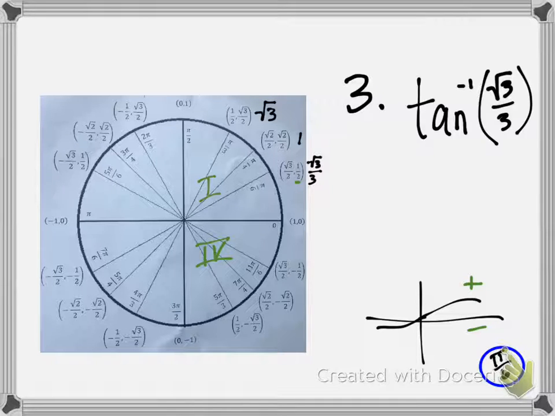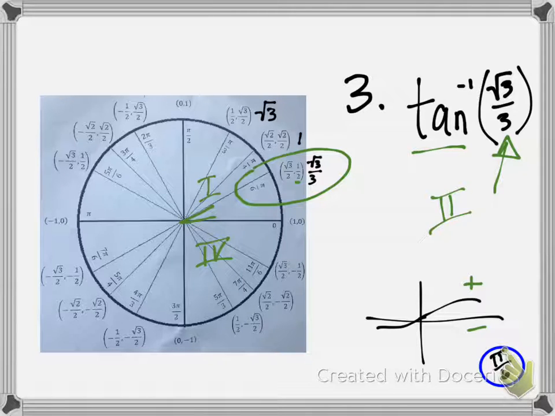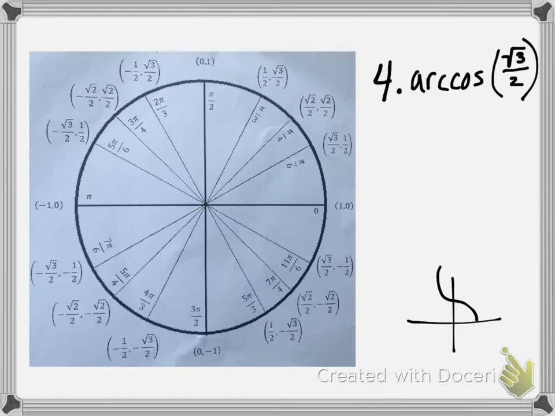So this one's asking, where on the circle is the measure of the angle where the tangent value is the square root of 3 over 3? Well, that's going to be this location right here. In other words, it opens up from here to here. That's a 30-degree angle, but we'll be answering that in radians, which is pi over 6.